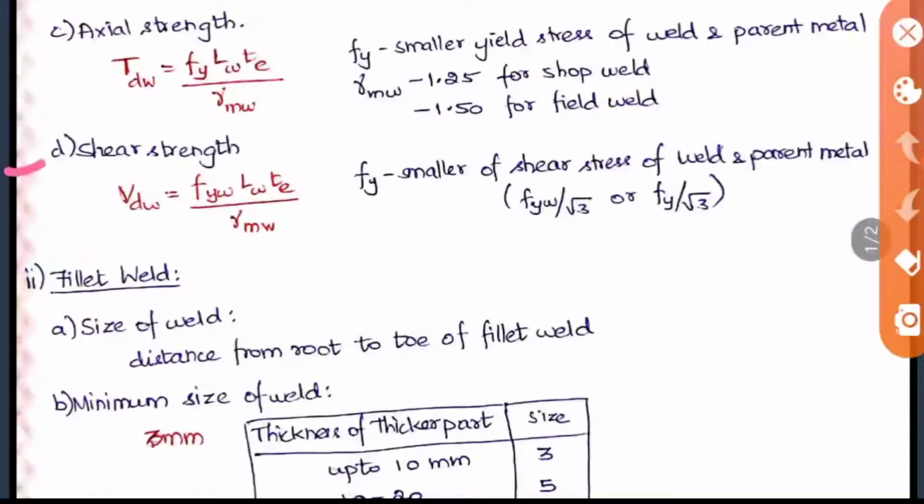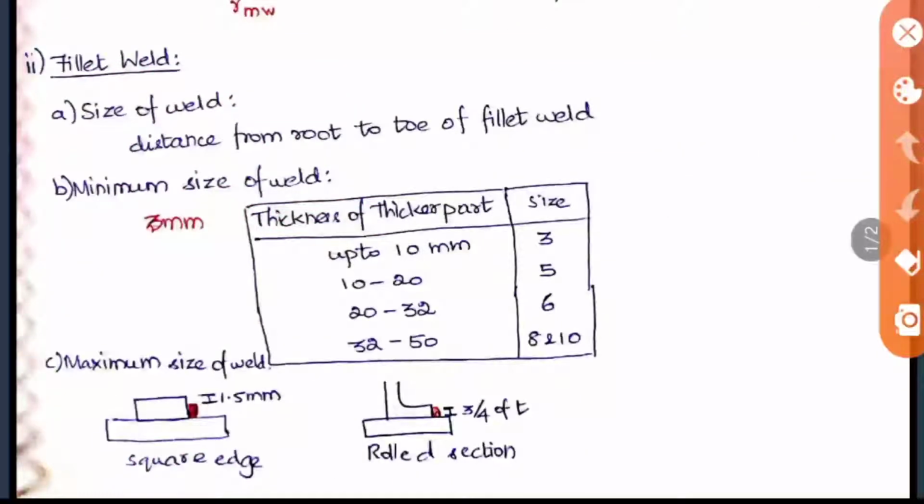And the next thing is the shear strength. This is also similar to that formula; the same formula is given here. The only change is that for Fy there we took the yield stress, but here we will be taking the smaller of the shear stress of the weld and the parent metal. The shear strength is the yield stress divided by root 3. For the weld, that is 250 by root 3, and for plates, if it is 410, it is 410 by root 3. That is the simple difference, so you will get the shear strength here. So that's all about the butt weld.